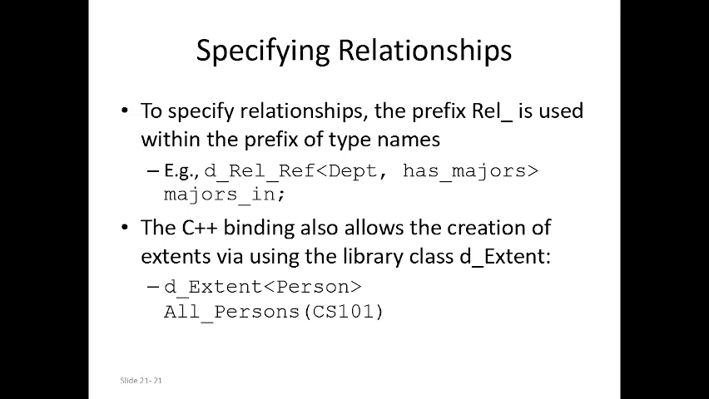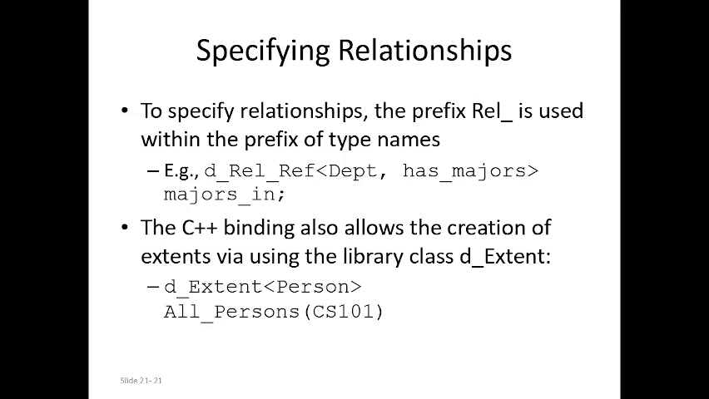So next is to specify relationships. The keyword rel, relationship rel, is used within the prefix of type names. For example, by writing d_Rel_Ref<Department, has_majors> majors_in in the student class, we are defining that majors_in and has_majors are relationship properties that are inverses of one another, and hence represent a 1:N binary relationship between the student and department.